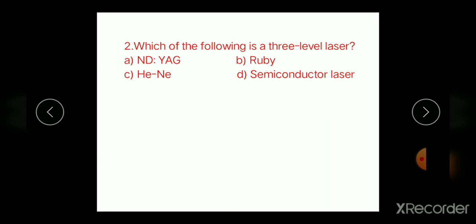Which of the following is a three-level laser? A, Nd:YAG; B, ruby; C, helium neon; D, semiconductor laser. Option B is the right answer, that is, ruby laser is a three-level laser.